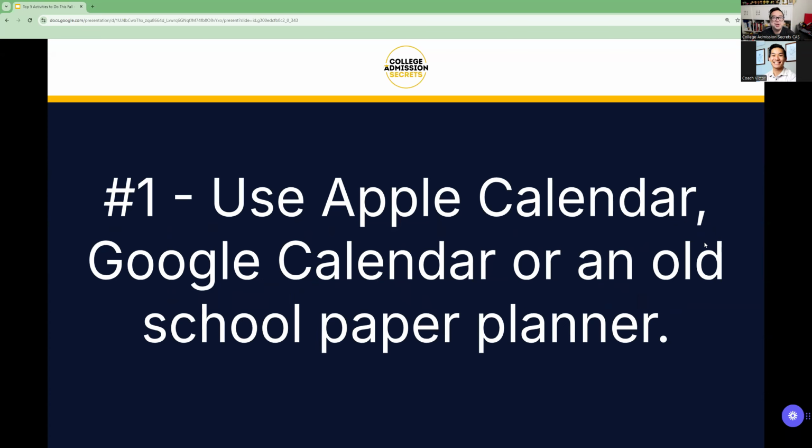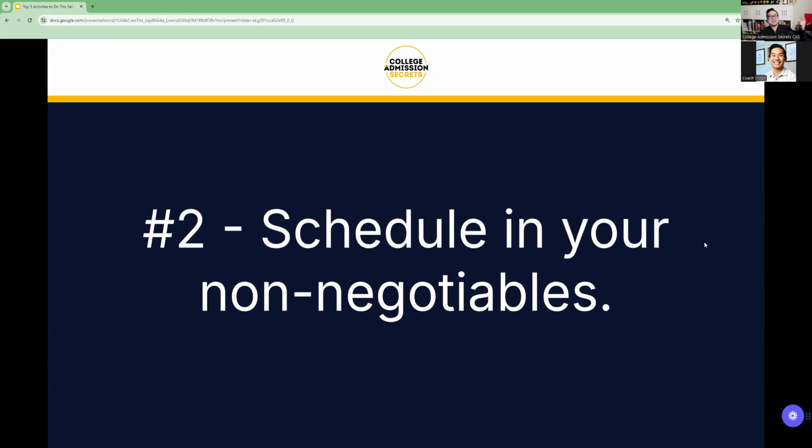Number one, use a calendar, meaning if you have an iPhone and Apple computer, Apple Calendar works great. If you're not, Google Calendar works great. Tons of other software out there. Or if you're old school, you have a physical planner, get one of those out, right? First thing you do is you schedule in your non-negotiables.